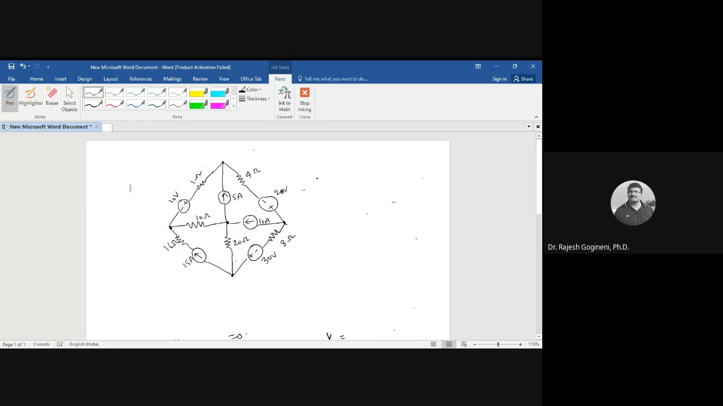Find the loop currents for the circuit. How many loops are there in the given circuit? First note down the circuit.